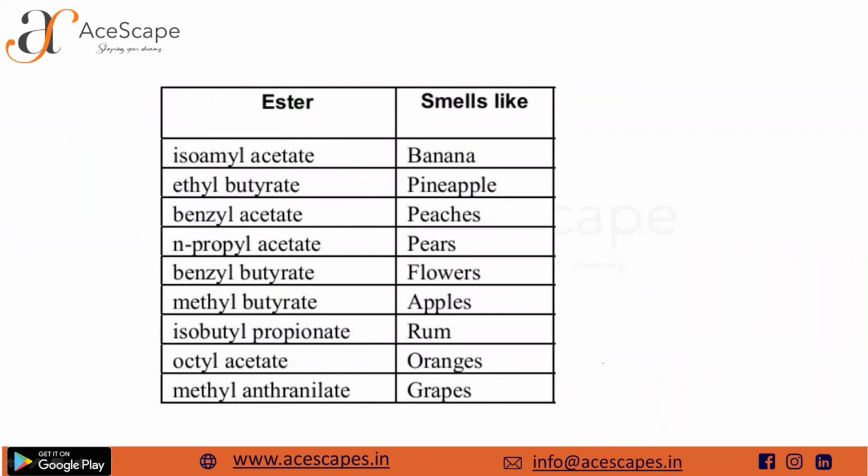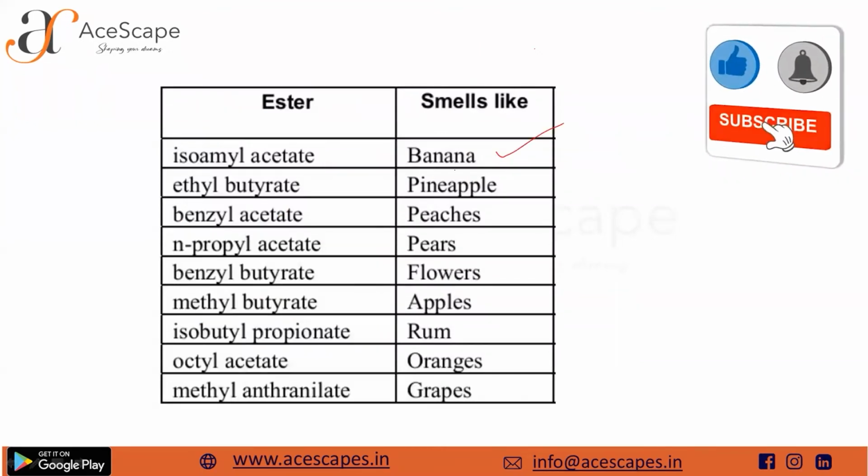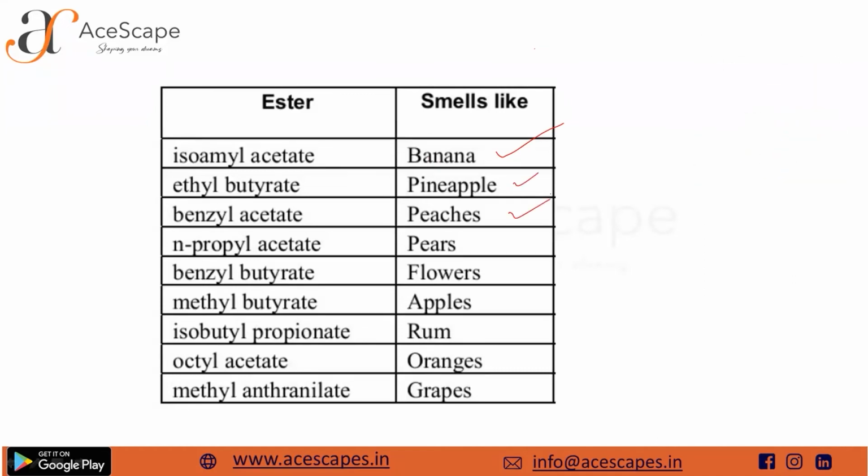Now we will see some of the ester compounds which are giving some characteristic smell. The smell of banana is due to isoamyl acetate. And the smell of pineapple is due to ethyl butyrate. In peaches, it is benzyl acetate. In pears, it is n-propyl acetate. And the smell of flowers, mostly it is because of benzyl butyrate.